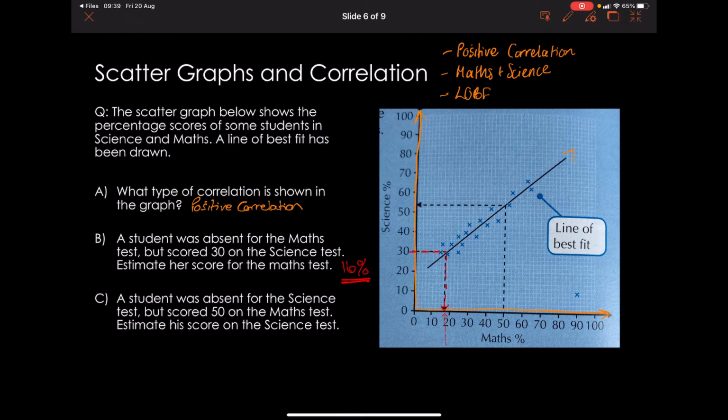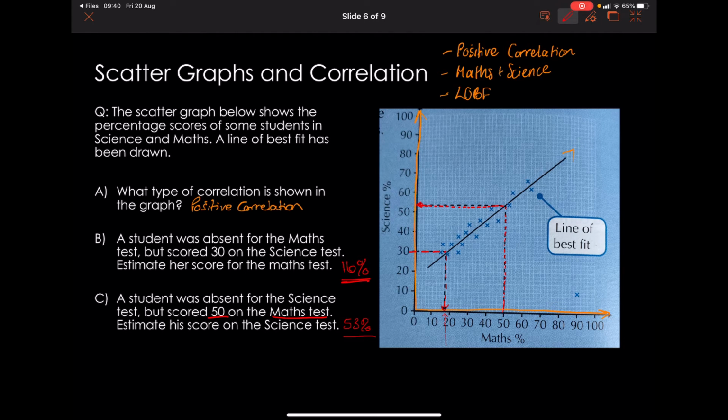It then says a student was absent for the science test but scored 50 on the maths test. Estimate his score on the science test. So again, this time we're going to go to the maths test because it tells us that they scored 50. We're going to go up to the line of best fit and across once we hit the line of best fit to the science test. And there it looks to me about 53%. Okay? So that is a kind of way that they'll get you to answer questions based on scatter graphs and correlation.